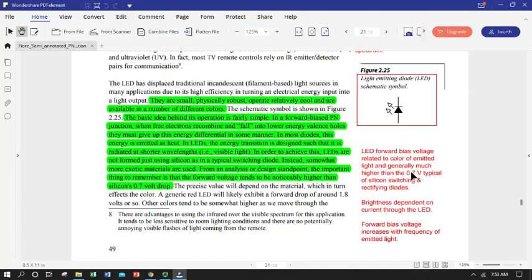So again, we have a forward bias voltage typically much higher than 0.7. Expect somewhere between 1.2 and well over 2, and the higher the frequency of the light that it emits, the higher the voltage drop, because higher frequency light has more energy, so it takes more energy.